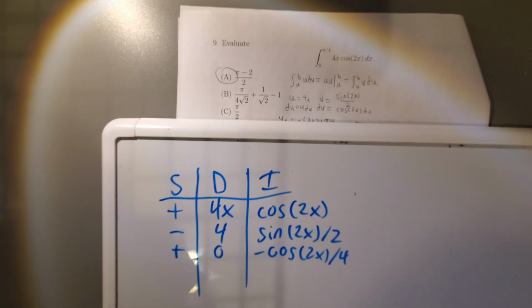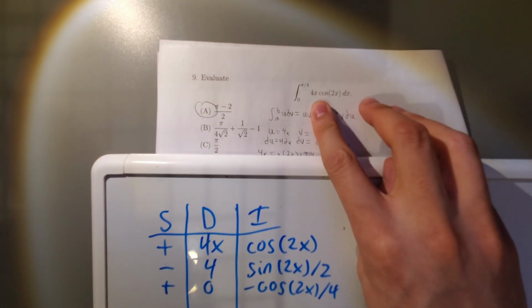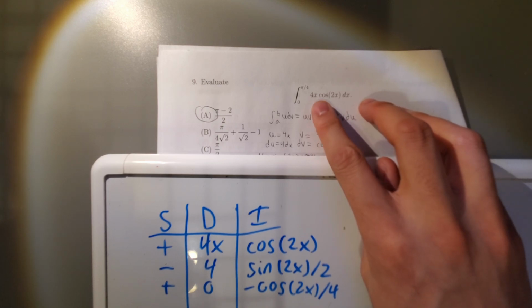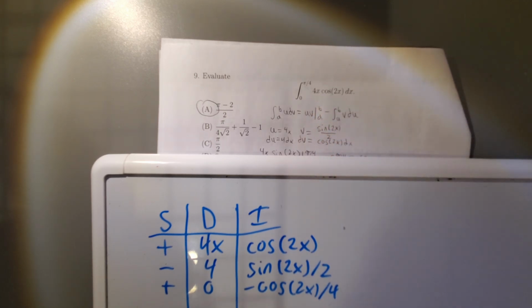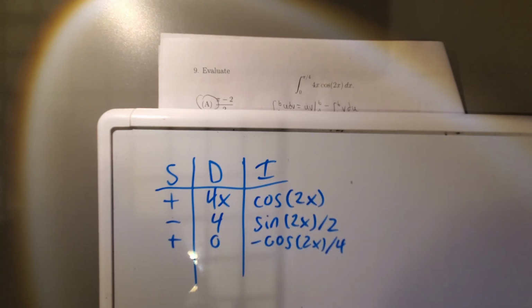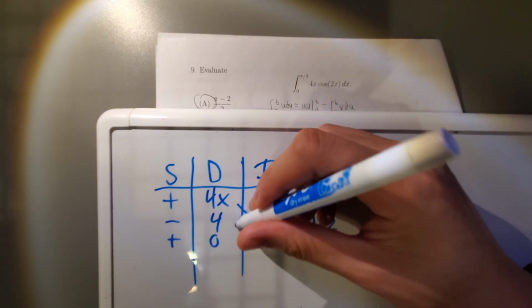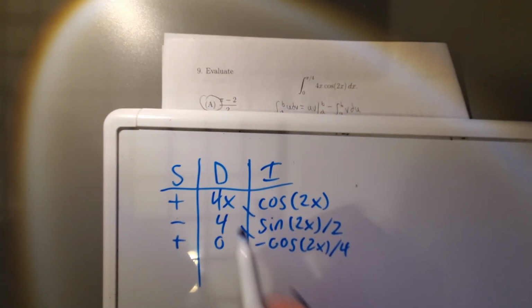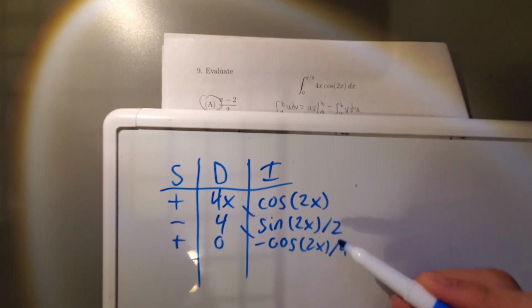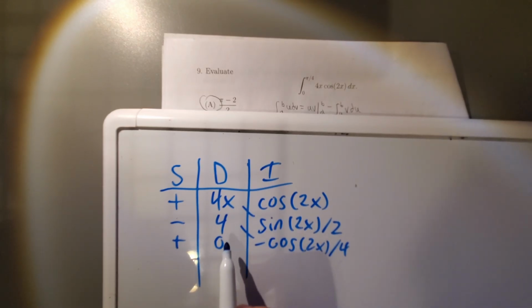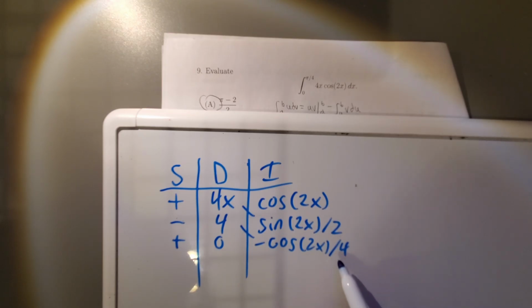And so usually when you have a question like this where you have a part that you know will differentiate to 0, chances are you can probably save a little bit of time doing the tabular method like this. So now that we had the derivative reach 0, now we're going to multiply diagonally like this. So we're going to multiply 4x by this sine 2x over 2 term, and we're going to multiply 4 with this negative cosine 2x over 4 term. And then also don't forget these signs.